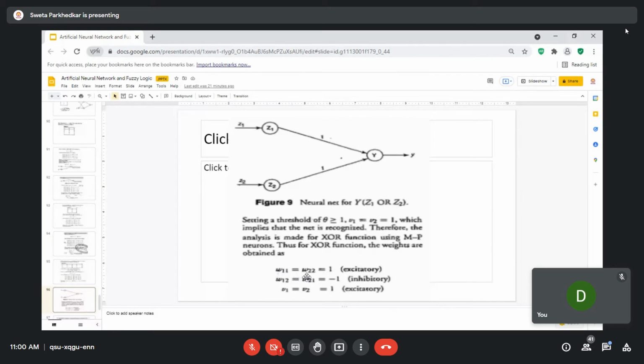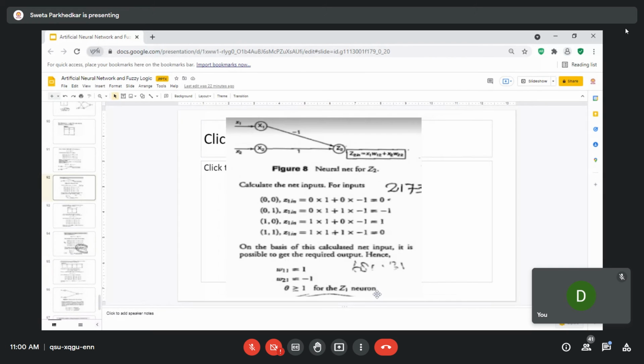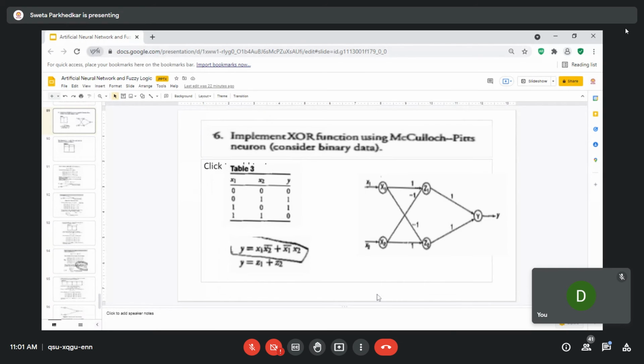So for W11 and W22, it is 1 excitatory, W12 and W21, it is -1 inhibitory, and V1 equals to V2 equals to 1 is excitatory. So the final diagram you need to draw is this one. ठीक है, तो weights आपको update करने पड़ेंगे for this output Y. Okay, this is your final diagram. This is very important problem for XOR function.